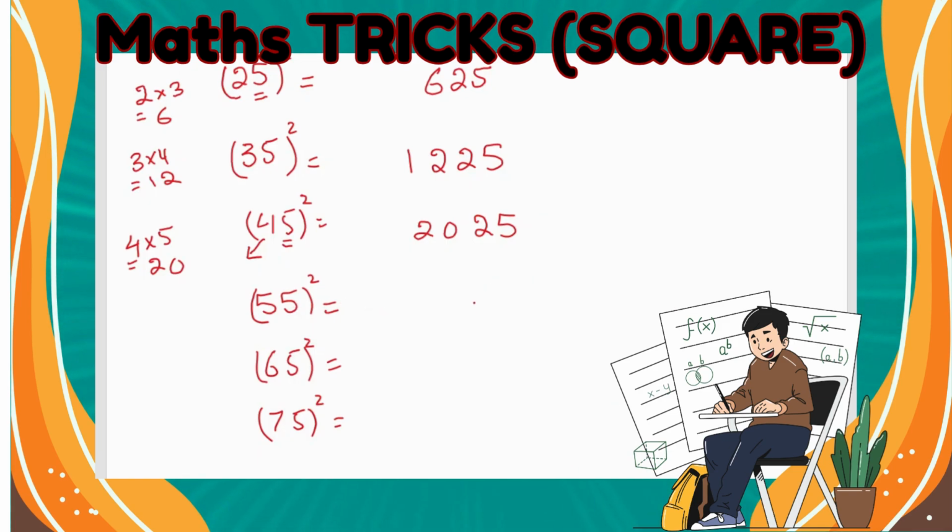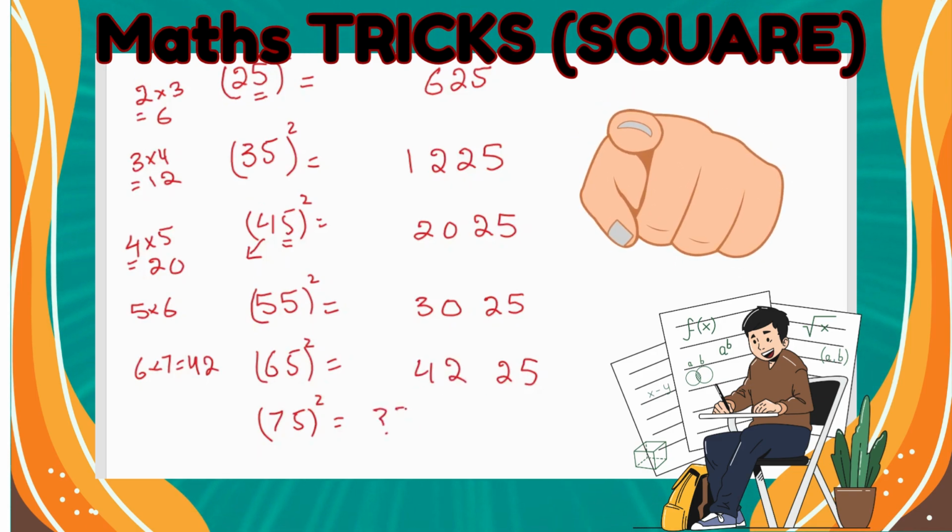5 square is 25 again. What is the number next to 5? It is 6. So 5 times 6 is 30. So our answer is 3025. And the next one is 65 square. So 5 square is 25, and 6 times 7 is 42. So that becomes 4225.